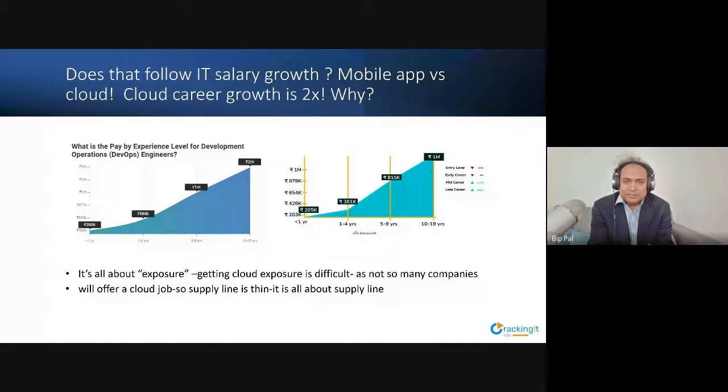Whereas in the case of mobile apps, there are hundreds and thousands of small mobile app companies all over India. You can join, you can have a mobile phone, you can develop an app. There are so many app industries. So as much as there is a high demand for mobile apps, there is also a very thick supply line. That's why the pricing in the case of mobile apps is capped. Now, this same thing is going to apply in the case of AIML.